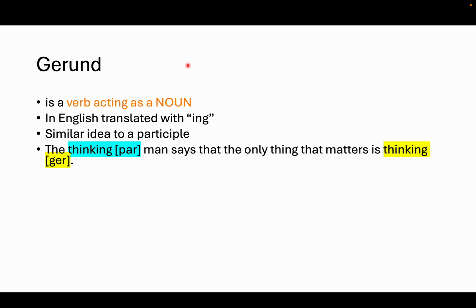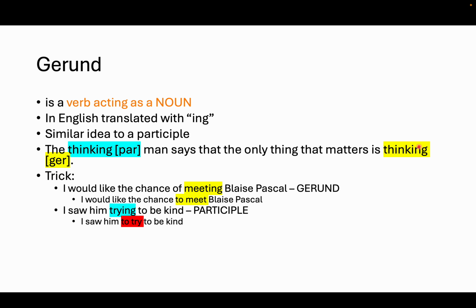-ing can also mean a participle, of course, right? So here's a nice example. The thinking man says that the only thing that matters is thinking. So here we've got thinking acting as both a participle and as a gerund in this sentence. So the thinking man, it's describing the man, okay? The man is the noun, so thinking, describing him, so that's a participle. The only thing that matters is thinking. Thinking here is acting as a noun, so it's a gerund, okay?